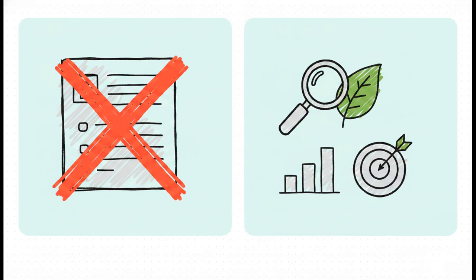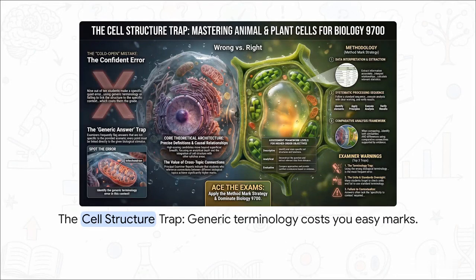But then, contrast that with the top band answer right next to it. That one is deeply contextual, it's entirely evidence-based, and it nails that precise, mark scheme-friendly terminology. Once you see exactly where that error creeps in, honestly, doing it the right way becomes almost second nature. And here is where so many people trip up. 9 out of 10 students fall into this exact cell structure trap.